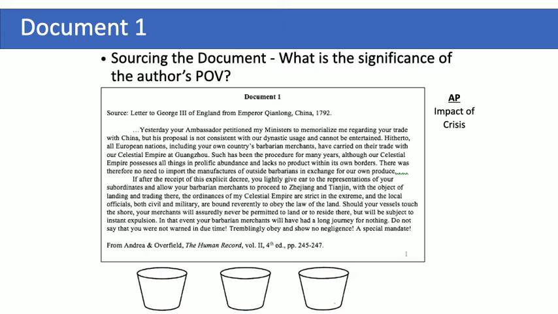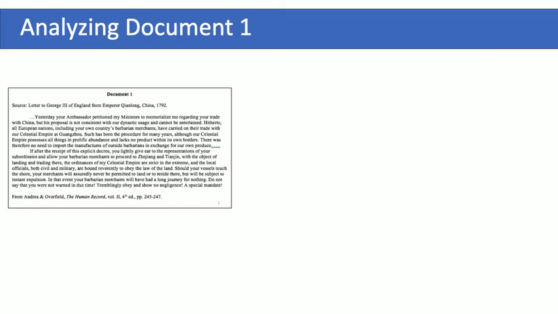We want to source the document. What's significant about the author's point of view? I also want to make a little note on the side, AP, which means address the prompt. How does this reflect the impact of a crisis? So this is a letter from George III from the Emperor Qianlong of China, 1792. So what's significant? We have an emperor writing to another emperor. We're seeing 2 equals. So here's what an analysis of the document would look like.